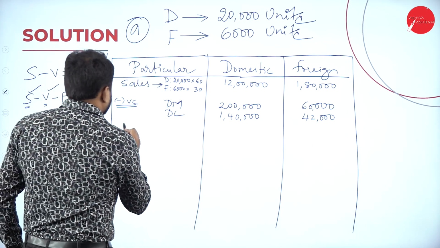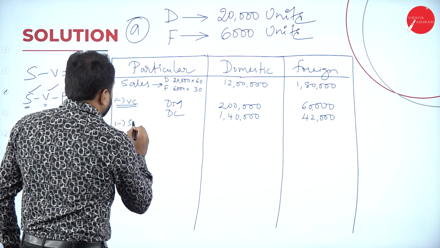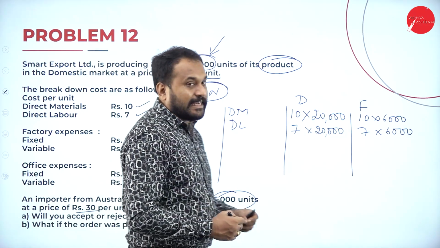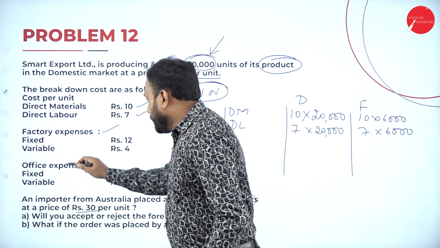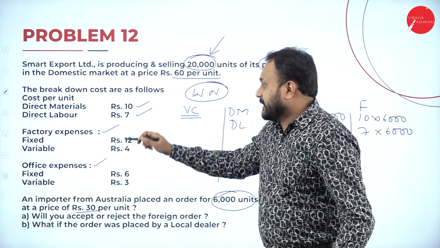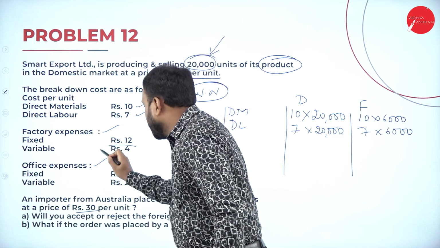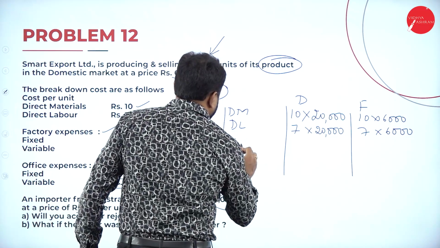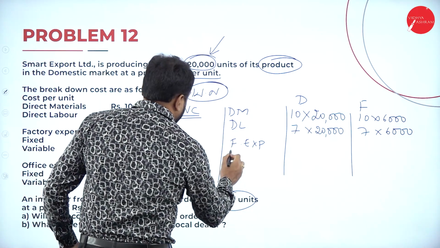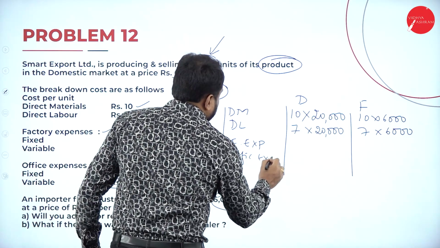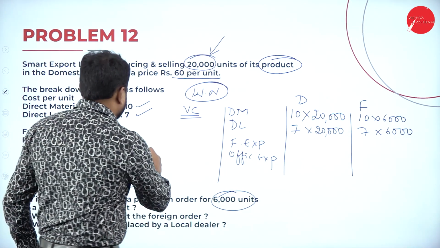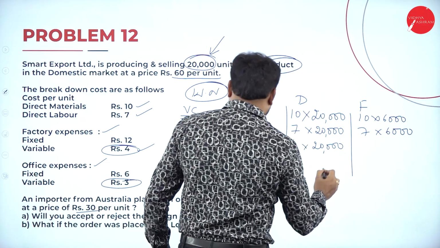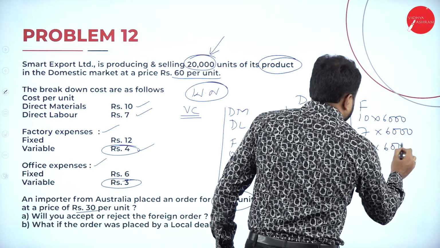Done. Next one, the semi-variable cost is there. Now what are the semi-variable costs? Two things are there. One is factory expenses, and we have office expenses. So factory expenses, what is it? Variable. Only the variable part you are supposed to take. Now again here we'll go with factory expenses and office expenses. Factory expenses we have how much? For domestic it is 4 into 20,000. Here it is 4 into 6,000.